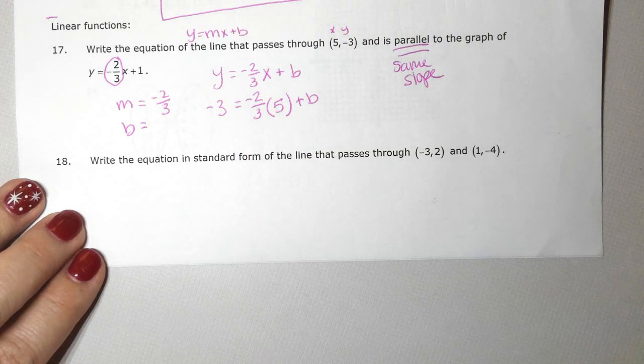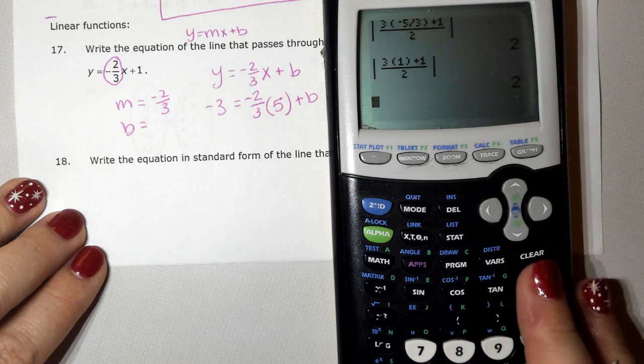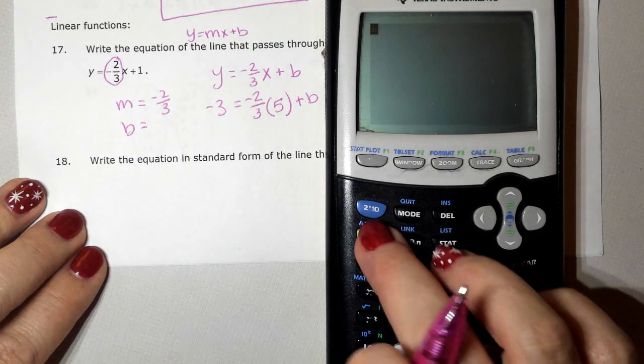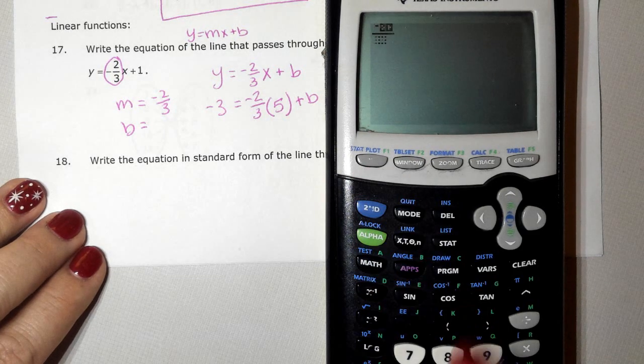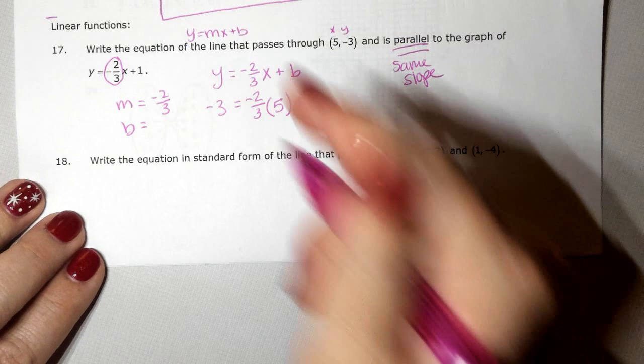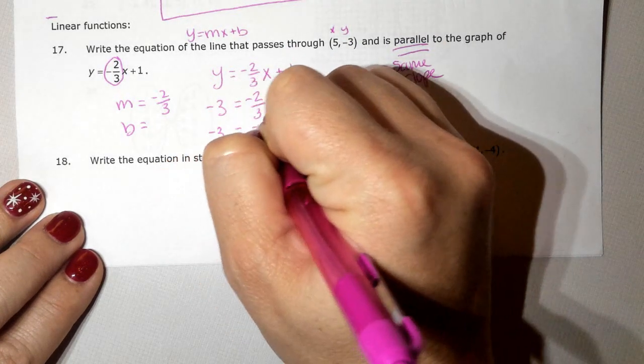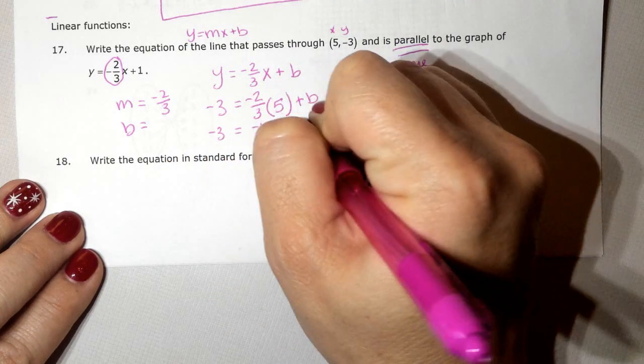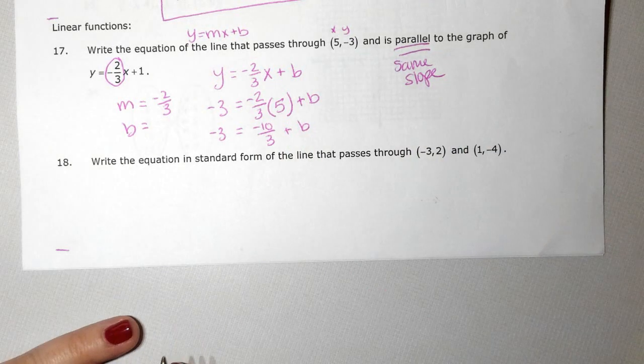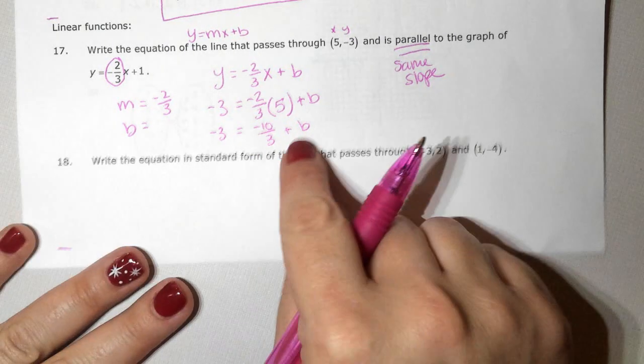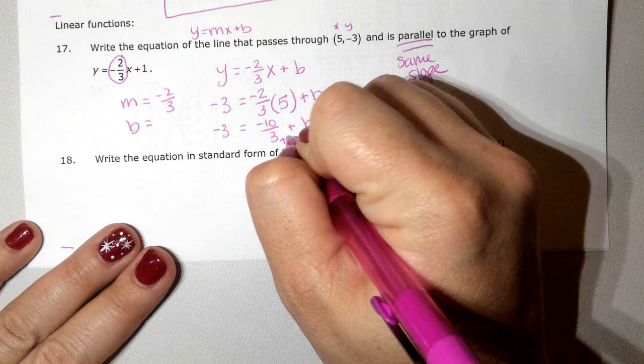Now this is ugly fractions. You also use your calculator. I have alpha y equals enter -2/3 times 5. I'm typing it literally the exact way I see it, and that equals -10/3. So I have -3 equals -10/3 plus b. Well, how do I get rid of a -10/3? Because I'm trying to get b by itself. I would add a 10/3.